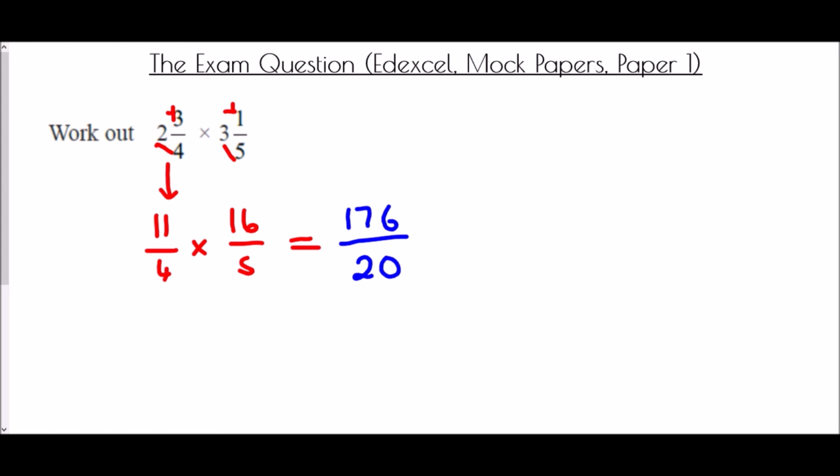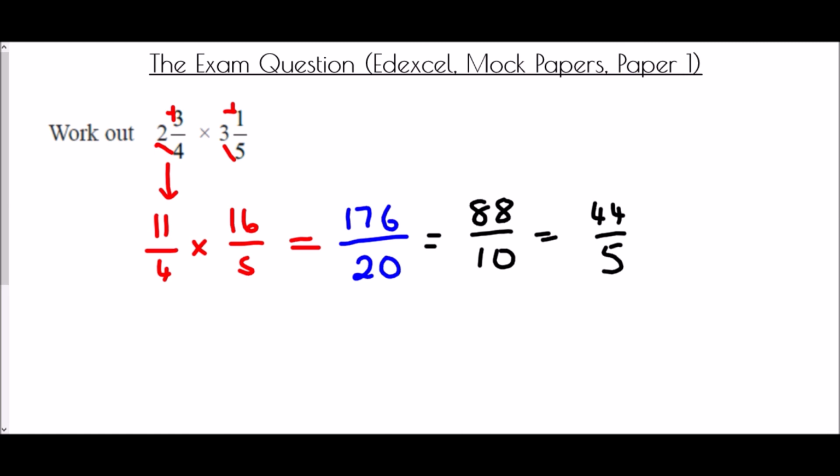Now, in terms of fractions, we always try to simplify if we possibly can. Well, both of these are even numbers, and so we can divide them both by 2. And if we do that, we actually get 88/10. And both of those are even numbers as well. And so we can just say in this case, that would be 44/5. And that is its simplest form.